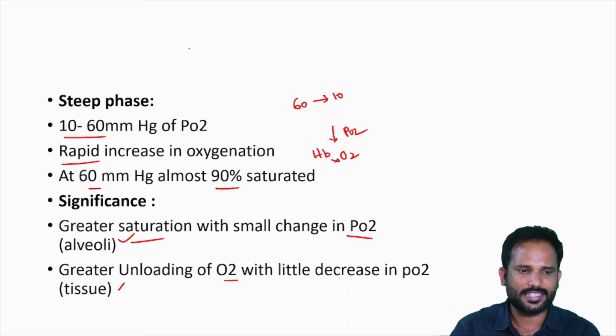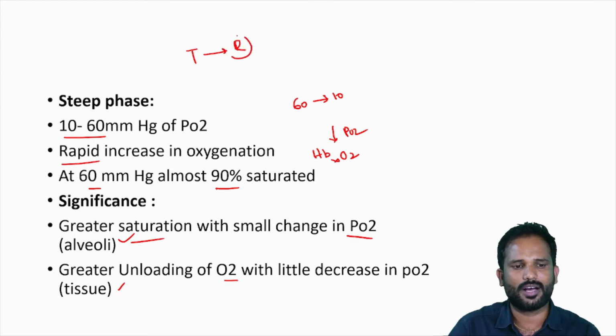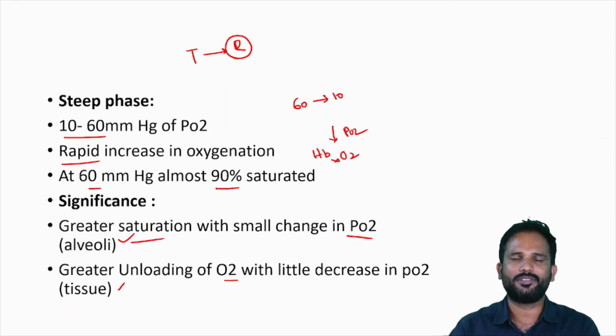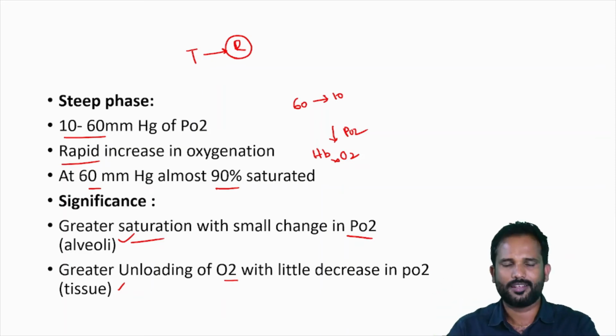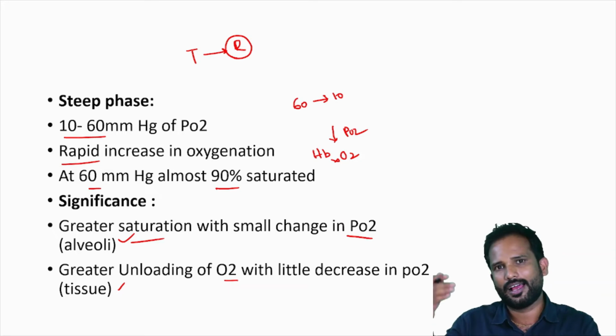And why is this steep phase occurring? Because the hemoglobin is converted from the tense form to the R form as it is bound to oxygen. The more the partial pressure, the more will be the R form. So more affinity to the oxygen.